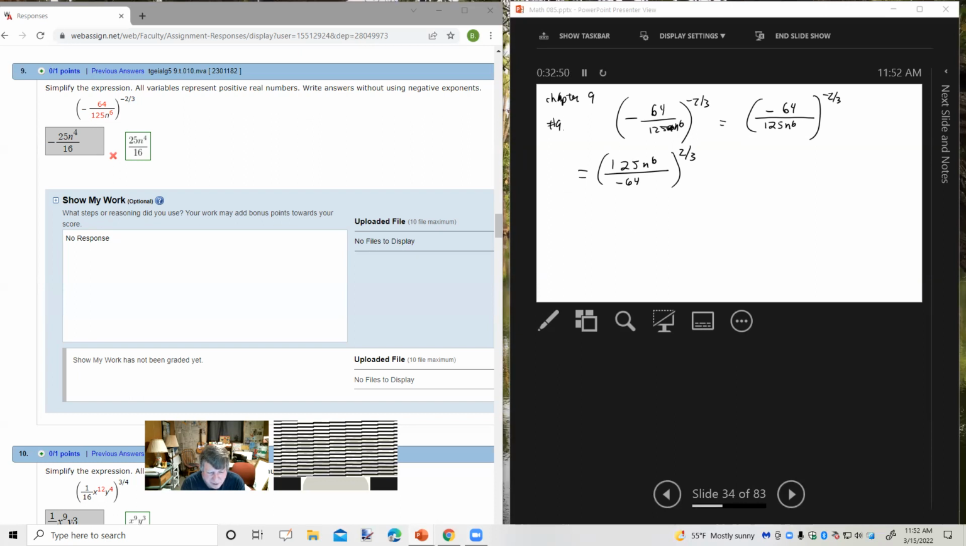And there's more than one way to do these problems. This isn't the only way. Tomorrow I might do it a different way, but you've got to use those rules. Now I've got a product over quotient raised to an outside power. So I'm going to take that 2/3 exponent and attach it to each factor in the numerator and the denominator.